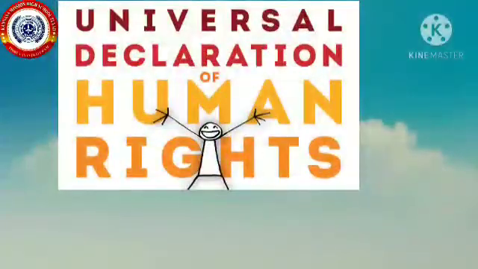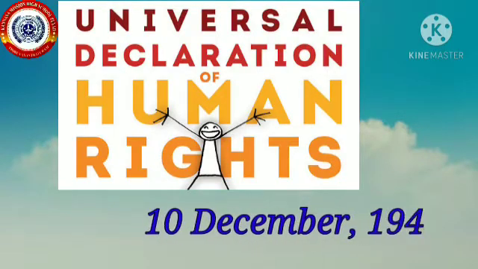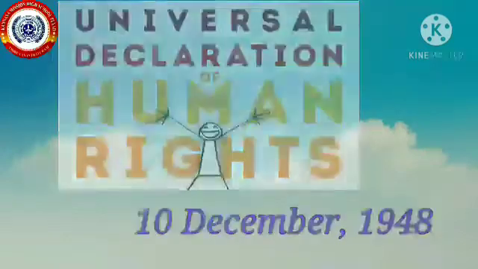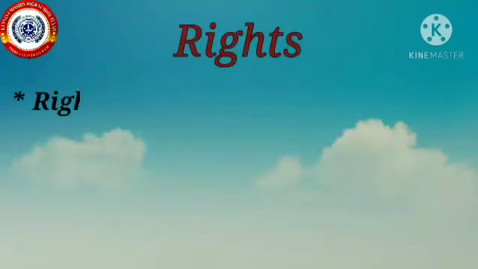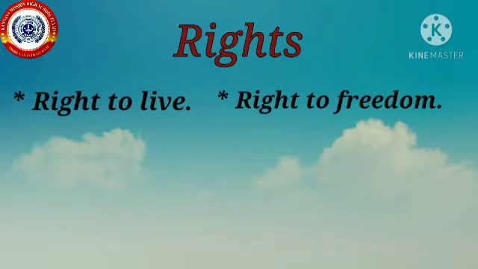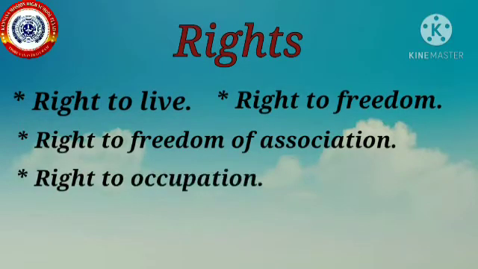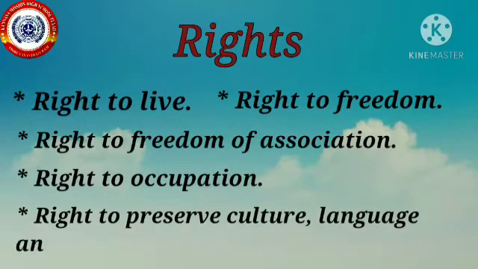Here are a few rights included in the Universal Declaration of Human Rights, which came into existence on 10th December 1948. They are right to live, right to freedom, right to freedom of association, right to occupation, and right to preserve culture, language, and script.